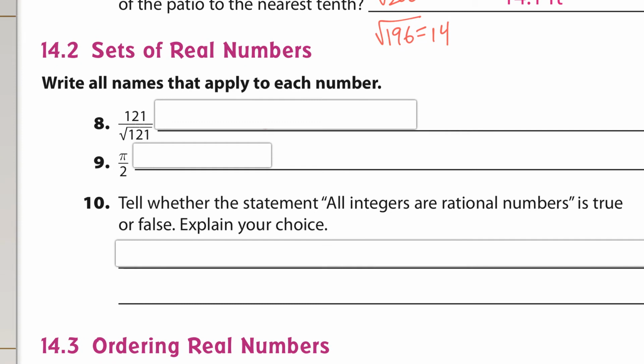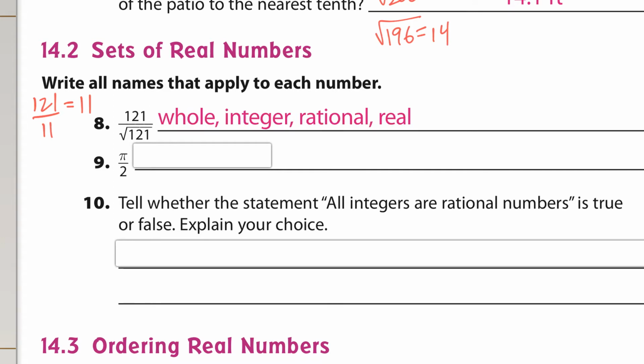Write all the names that apply to each number. Well, this is going to be 121. The square root of 121 is 11, and 121 divided by 11 is 11. That's a whole number, and it's a whole number, integer, rational, and real. So it'd be all of them. And then we have pi divided by 2. Well, pi alone is an irrational number, and it's irrational and it's real.